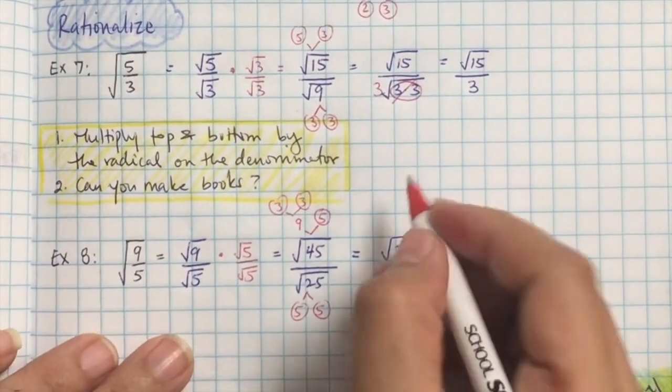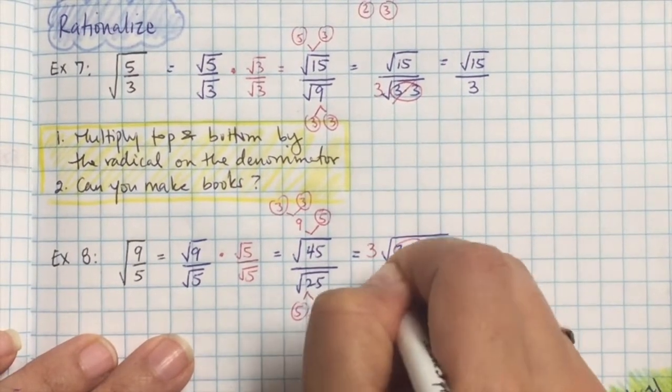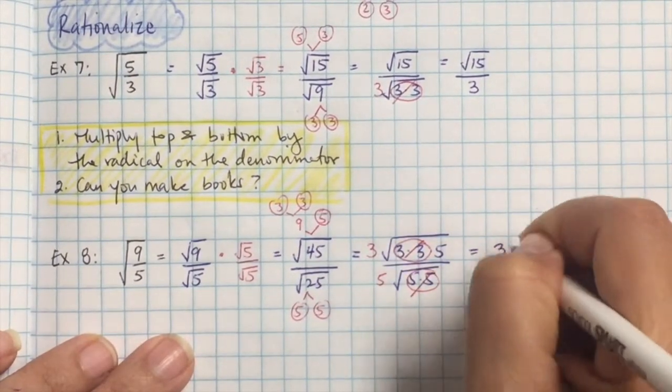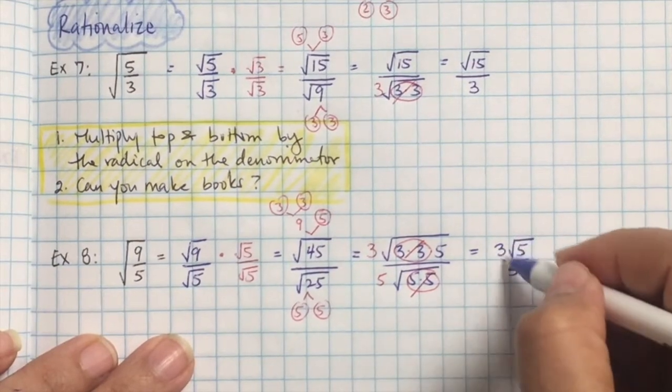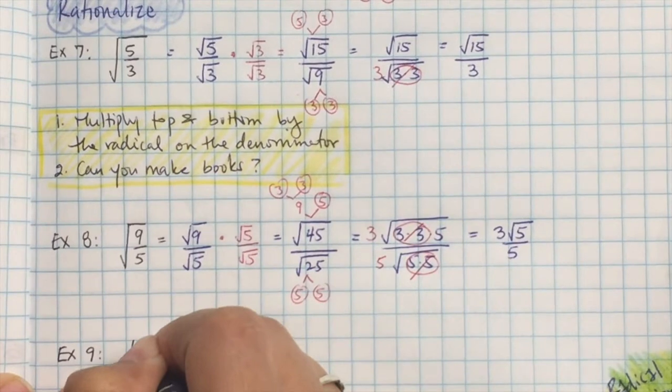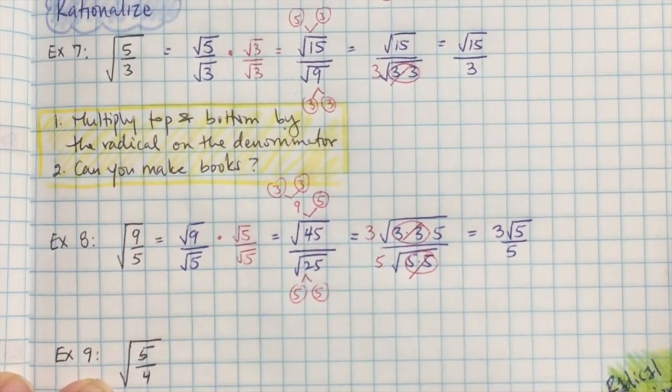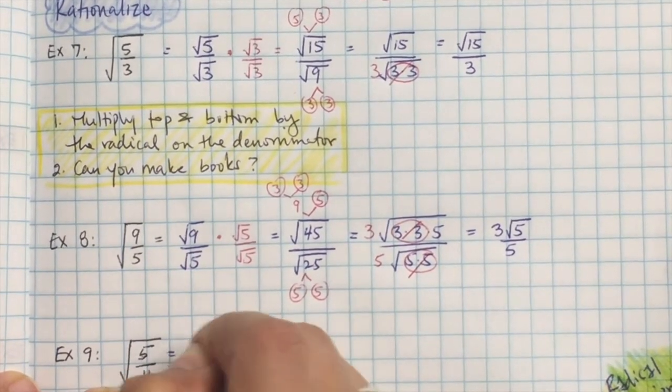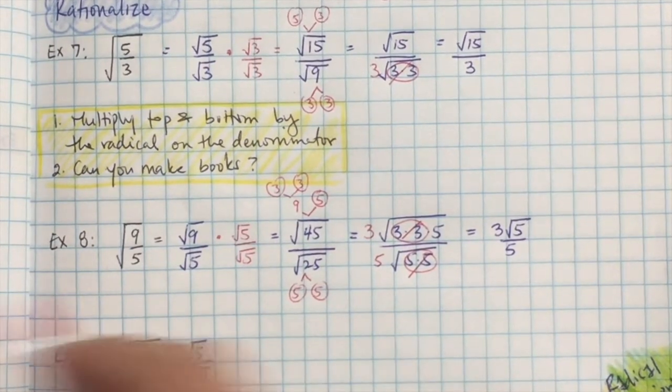Alright, let's take out books. There's a book of 3, cross it out, put it outside. Book of 5, cross it out, put it outside. Let's rewrite that. It's going to be 3 radical 5 over 5. See, there's no radical on the bottom. And then check, can I simplify 3 and 5? No.